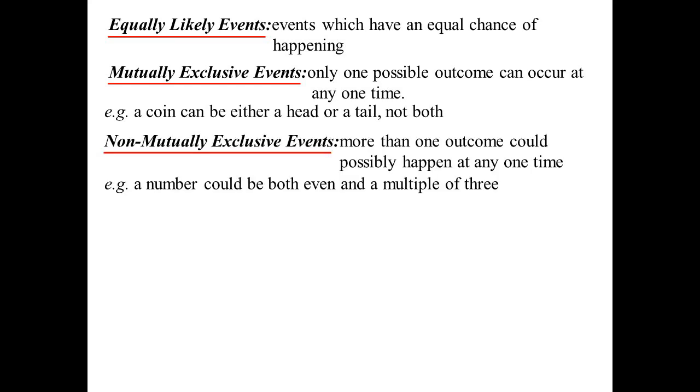Non-mutually exclusive events is when it is possible to have more than one outcome at the same time. For example, if we're interested in numbers, it would be possible for a number to be both even and a multiple of 3. They're 2 different events that could occur at the same time. That's the notation we use for probability: P for probability, and then inside parentheses, whatever the event is that we're investigating.